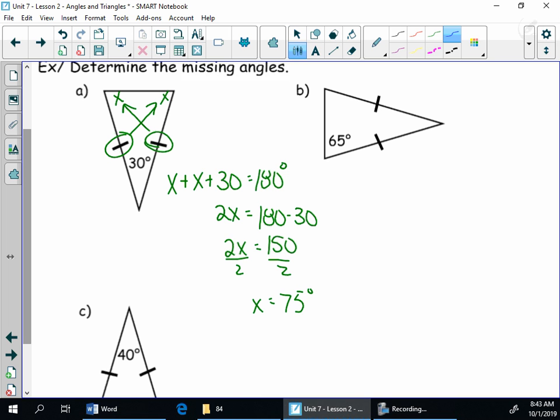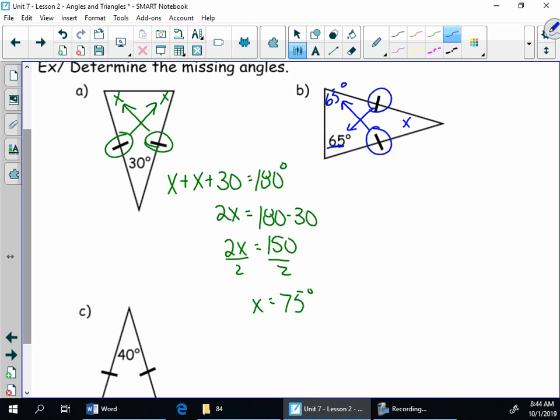Let's try the next one. I got a dash. It's across from a 65. Another dash. It's across from, well, didn't we say things that are across from each other are the same? So if this is 65, that one's got to be 65 because it's one of the angles across from an equal side. So all I'm really missing here is 1 x.